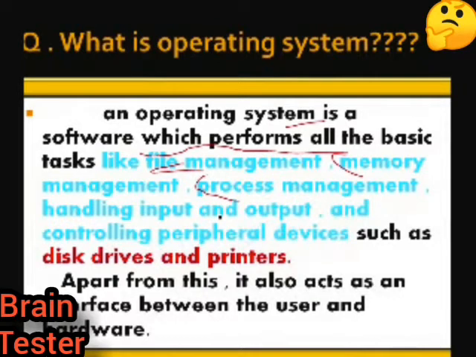What are peripheral devices? As given in the red highlighted words, they are disk drives and printers. Apart from this, an operating system also acts as an interface between the users and the hardware. These are the definitions of an operating system.